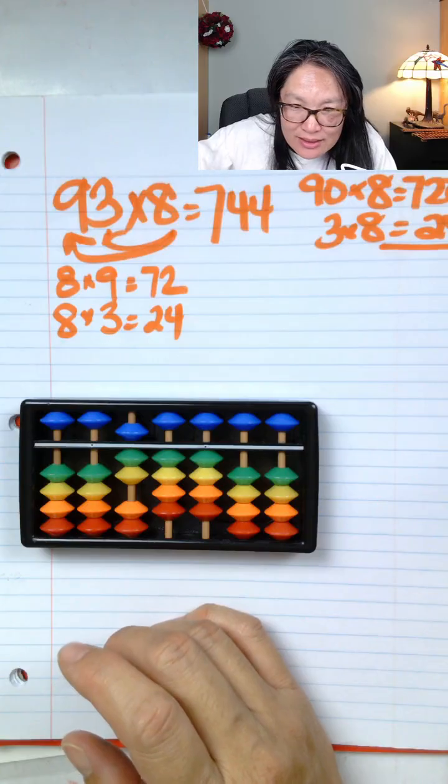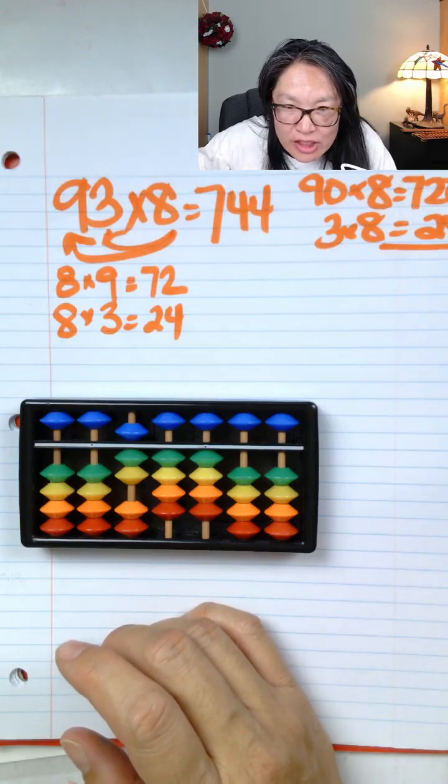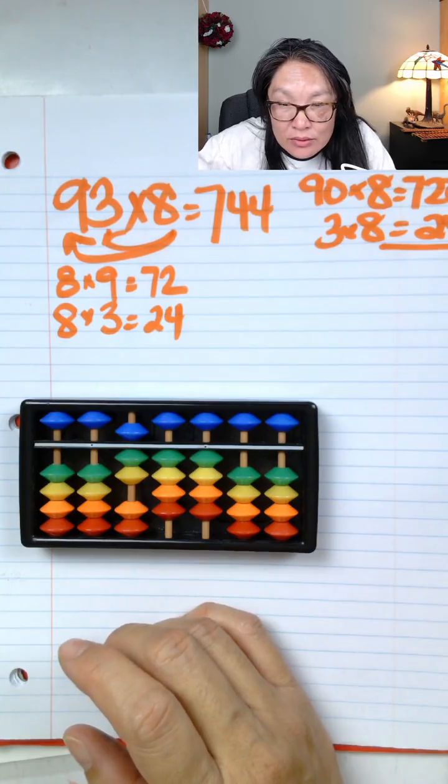Thank you. What kind of math is this? This is multiplication abacus. Whoa, that just bumped up.